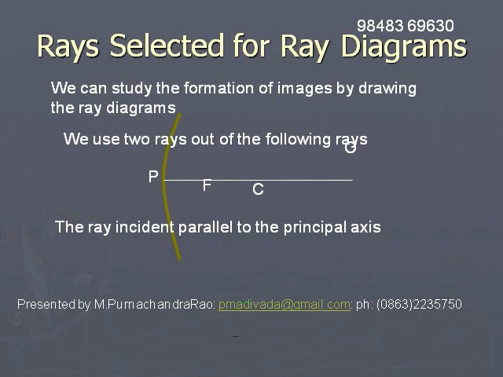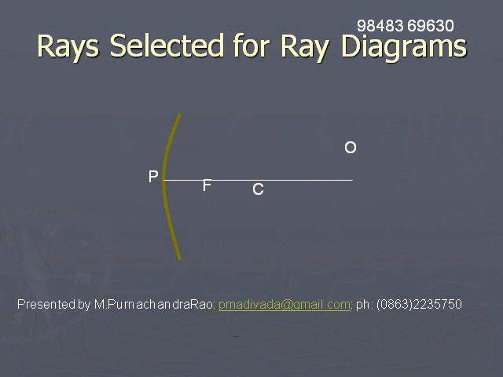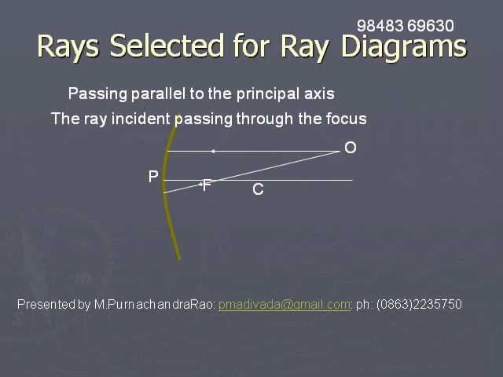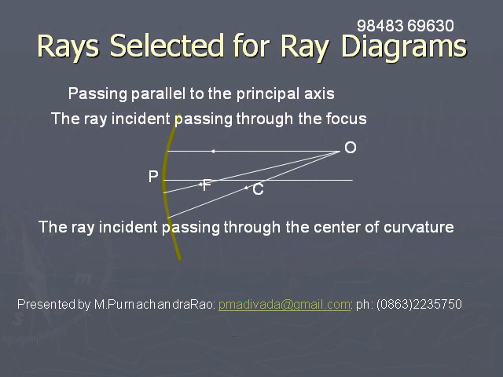Among the following four, we use two rays for drawing the image. The four rays are: 1. The ray incident parallel to the principal axis. Second, the ray incident passing through the focus. The third one, the ray incident passing through the center of curvature.